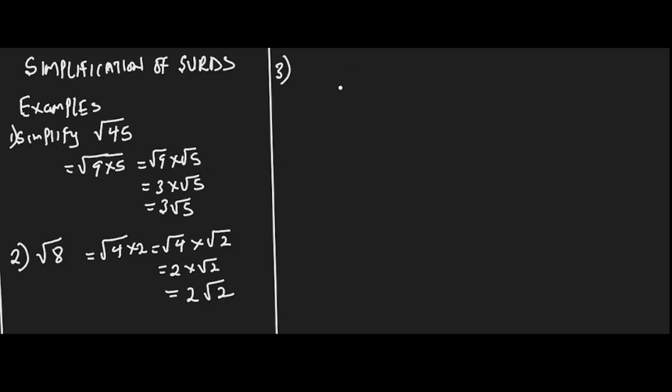Example 3. If we have root 108, we want to simplify this as well. All you need to do is find a way to write this in the simplest form. Now we have to split 108 into two factors so that one of the factors is a perfect square and the other is a non-perfect square. To do that, we first split it as 9 times 12. 9 is a perfect square and 12 is not a perfect square, but we can still split this 12 into a perfect square and a non-perfect square.